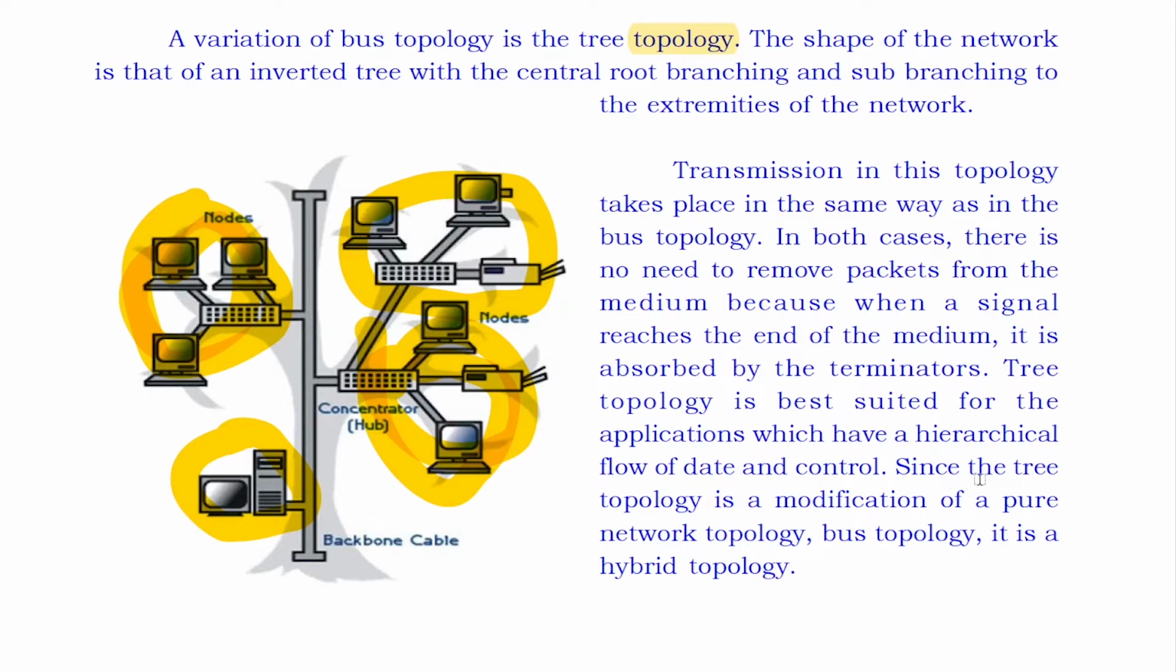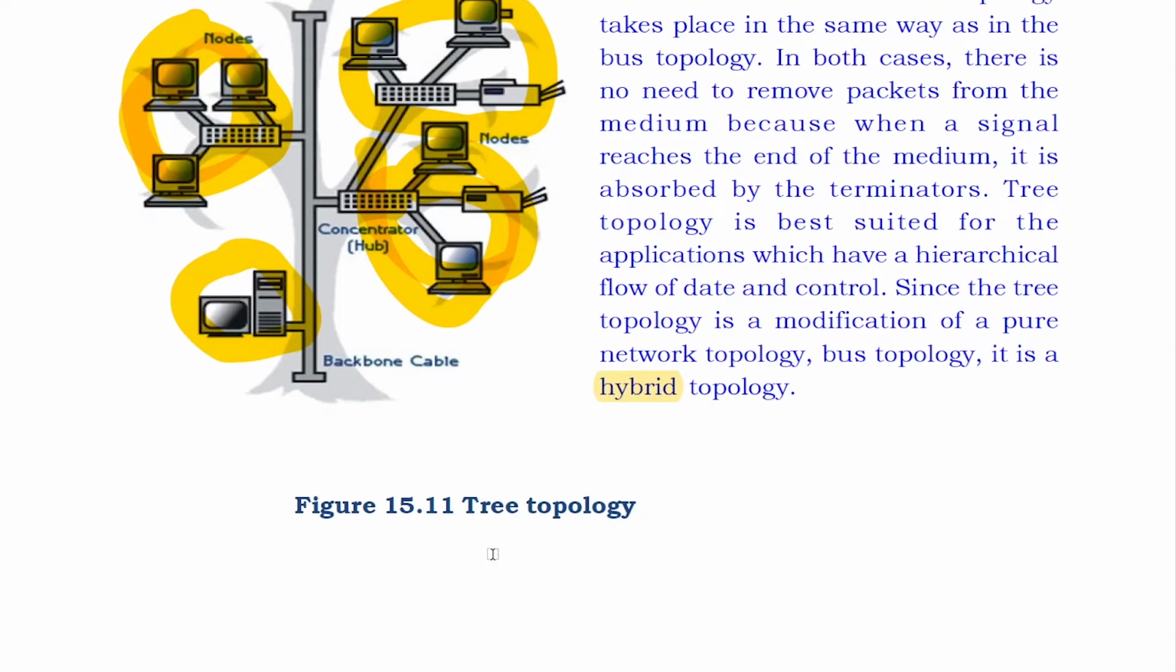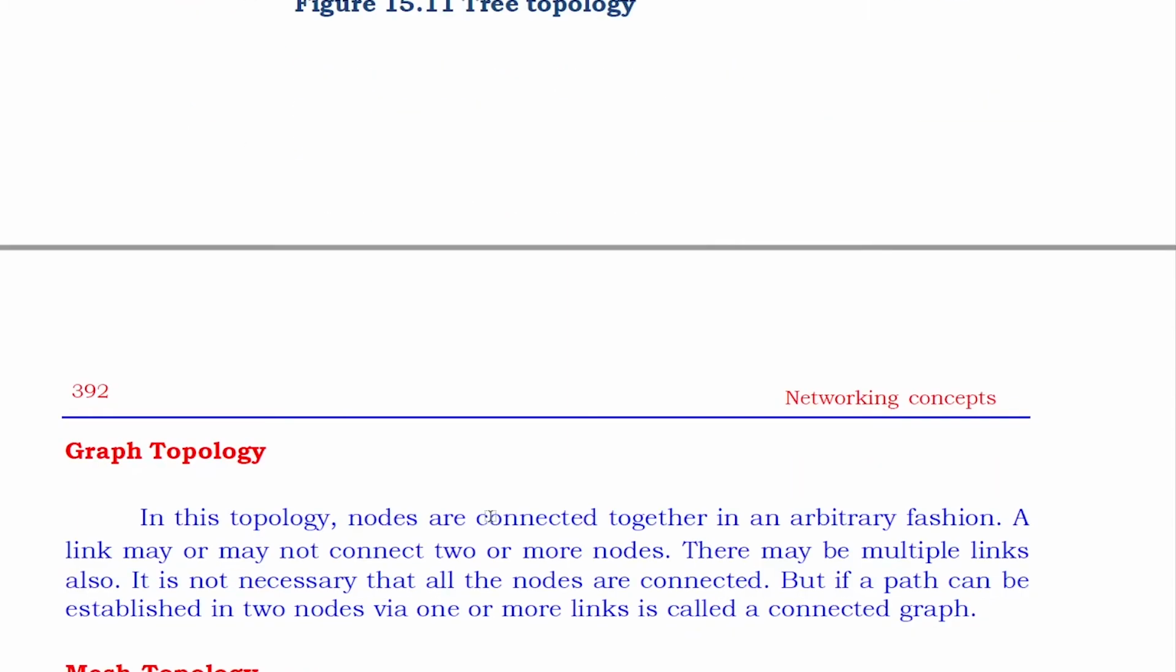Since the tree topology is a modification of the pure network topology, the bus topology, it is a hybrid topology. We are using already existing topologies, so it becomes a hybrid topology. You may be asked to give an example of a hybrid topology, and you can say the tree topology is a hybrid topology.